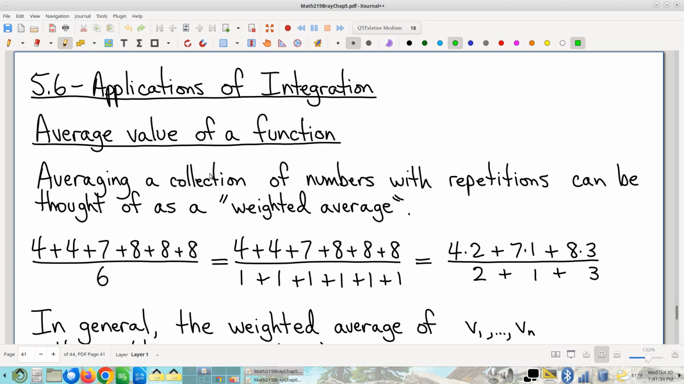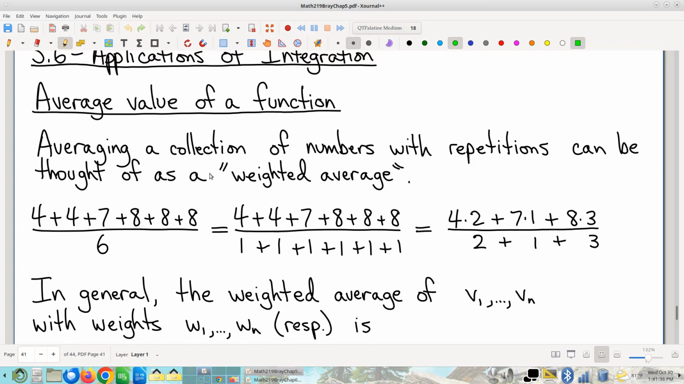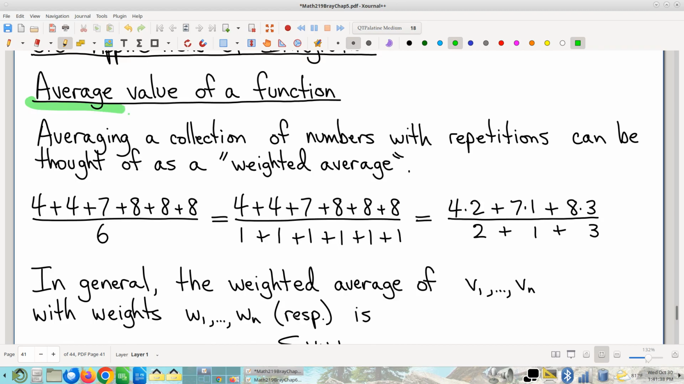Okay. All right. So we're going to start off with an idea called averaging. I think this is a pretty familiar idea. Y'all know how to average numbers. Here I've averaged 6 numbers. You add them up, you divide by 6. So there is another way to think about this.